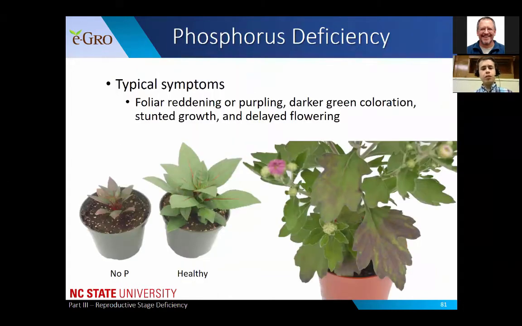So again, the typical symptoms of phosphorus deficiency are often a foliar reddening or purpling, darker green coloration, stunted growth, and delayed flowering. You can see the New Guinea impatiens on the left there, the left plant grown without phosphorus, very stunted and red or darker green in coloration. And the plant on the right is healthy, green, no signs of phosphorus deficiency. And on the very far right, you see there's a mum plant that's displaying these very typical, common, characteristic symptoms of phosphorus deficiency on the lower leaves, that nice dark purple coloration being displayed there.